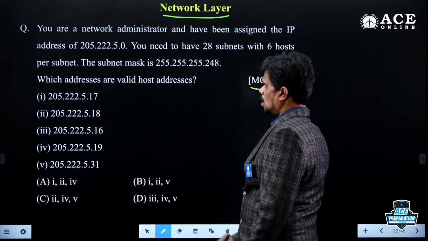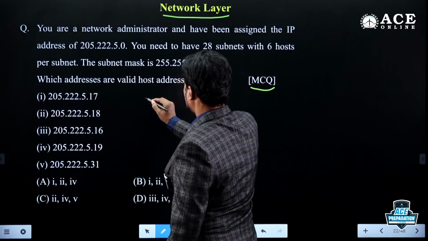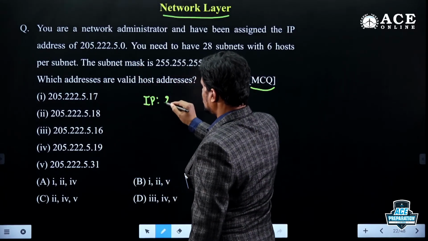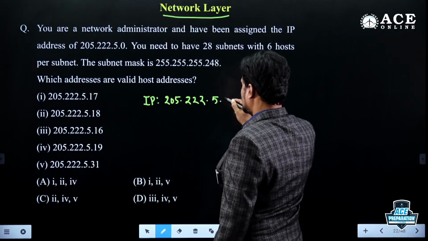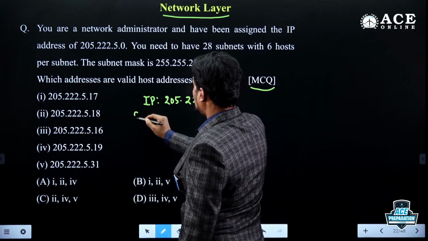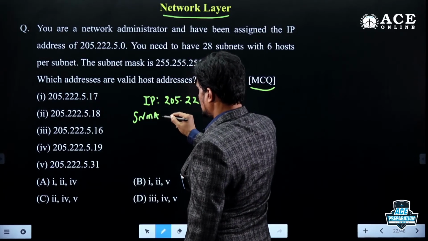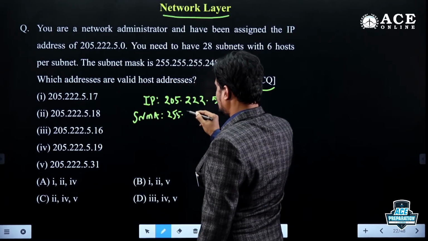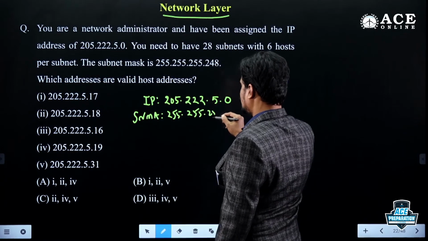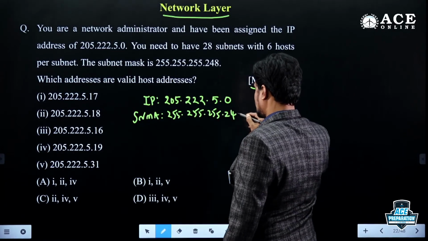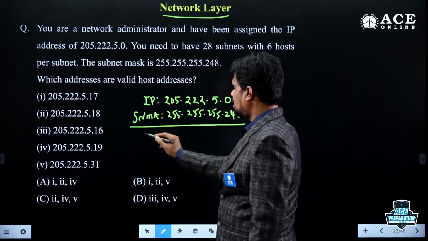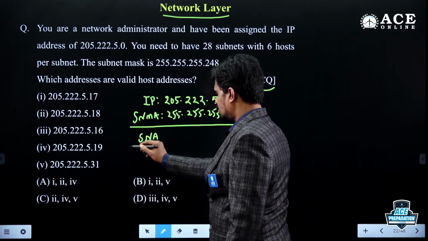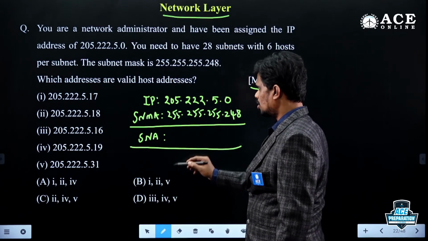So what is the IP address we have? The IP address we have here is 205.222.5.0, and the subnet mask we have is 255.255.255.248. So we are calculating the subnetwork address here. So what is the subnetwork address now?